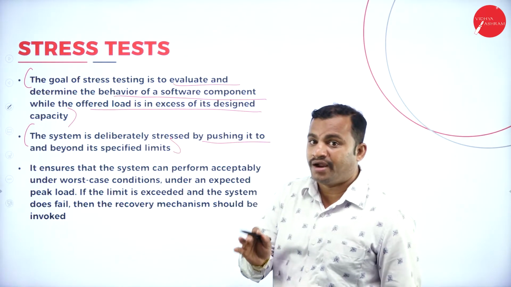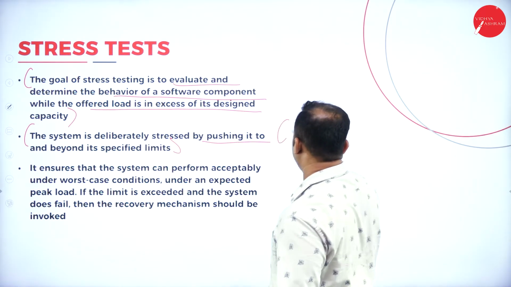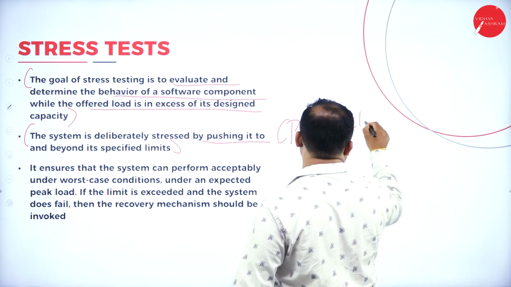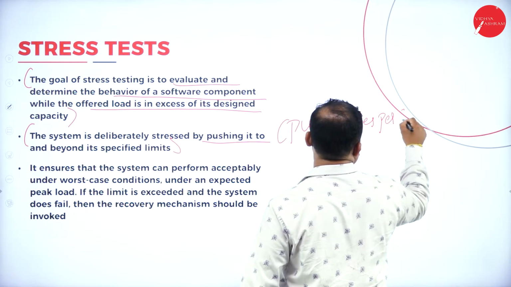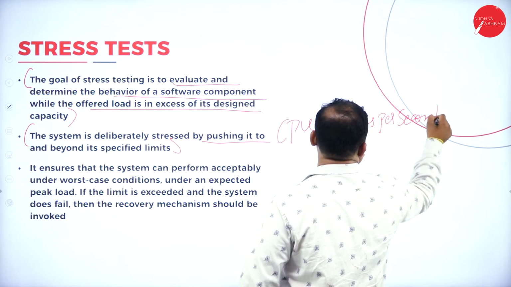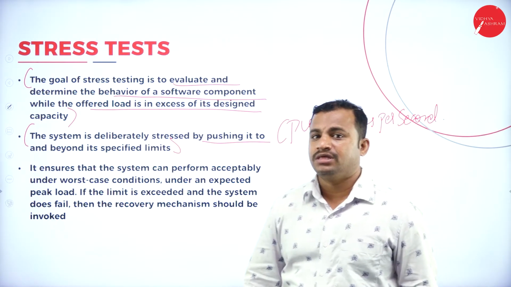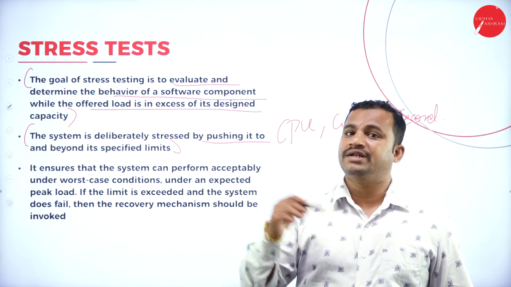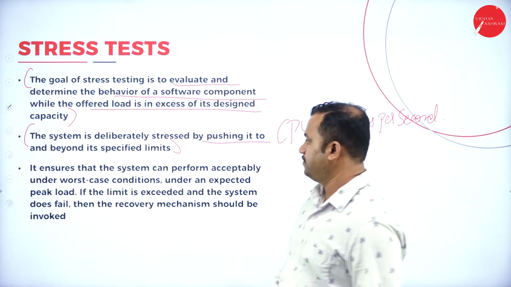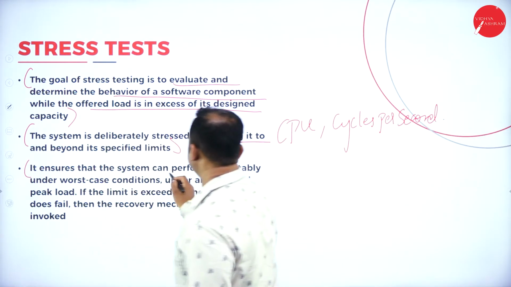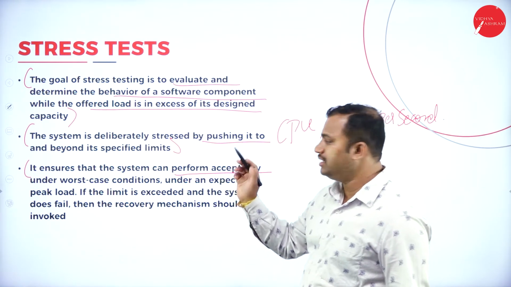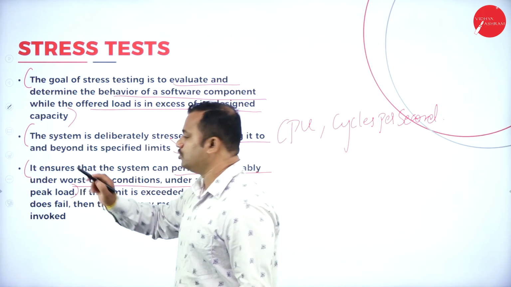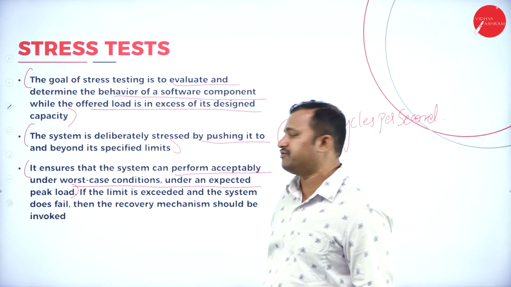But of course, we have to utilize the CPU for a maximum amount of time in terms of cycles per second. But at the same time, there is also a threshold limit up to which we can load data into the system. It ensures that the system can perform acceptably under worst case conditions under an expected peak load. That means an optimized load is given to it.